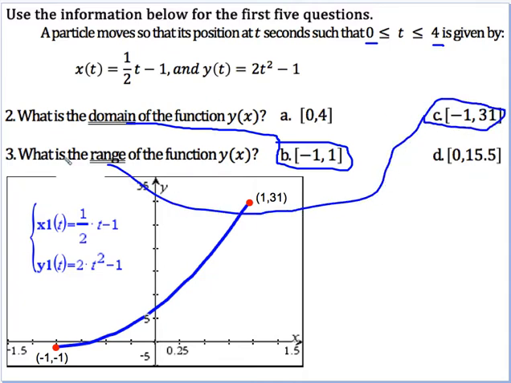Now notice I have two questions here, but the answer choices are exactly the same for both questions. So if you forget which one is the domain and which one is the range, if you switch these, they will be wrong. So be careful. Make sure you remember that domain is all possible x values and range is all possible y values. And you also need to remember that your t is going to tell you where the graph starts and where it stops.